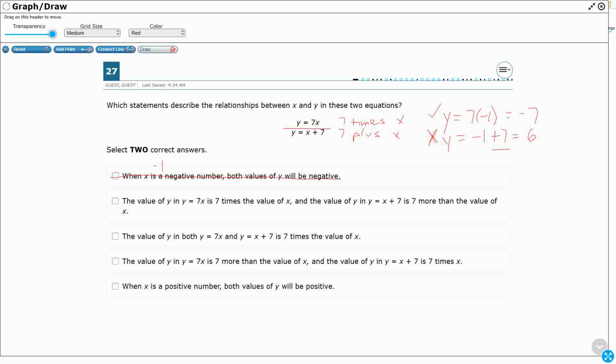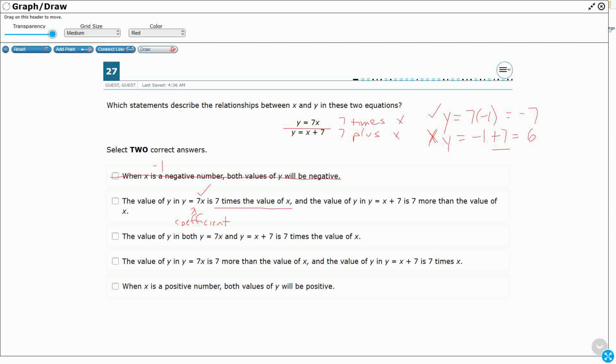All right, the value of y in y equals 7x is 7 times the value of x. Yes, that's what that means. 7 right next to an x. This is called our coefficient. And that coefficient is multiplying by the letter next to it. In this case, it's the variable x.